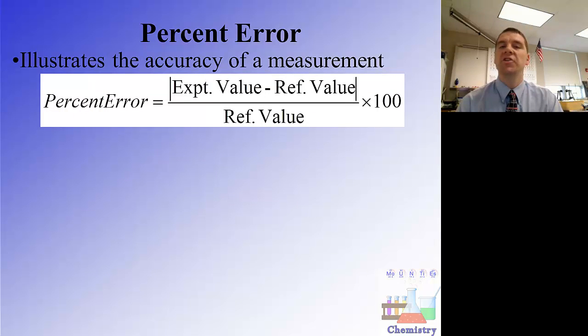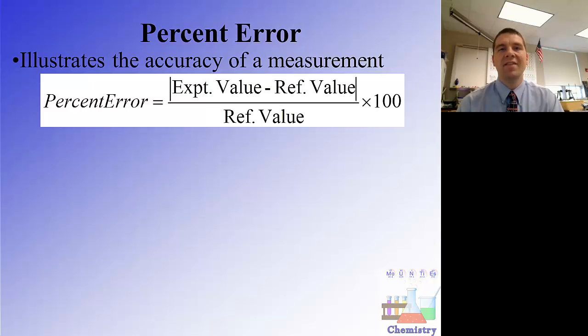The equation that we use, we're going to compare what we got, the experimental value, to an accepted value or a reference value, and we can obtain that from a textbook or a reference book, sometimes online sources if they're credible sources we can use for those reference values. But to calculate percent error, you first take the difference between what you got, the experimental value, and the reference value, which is the accepted value.